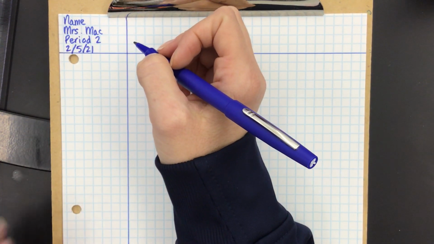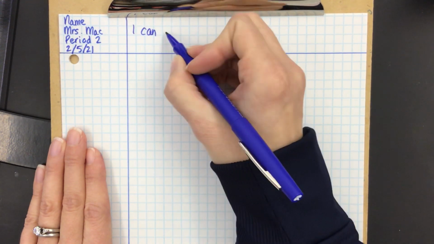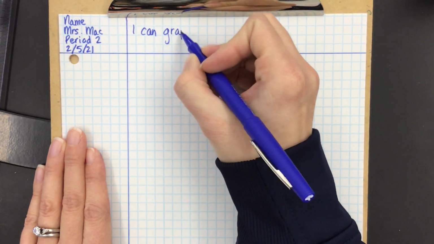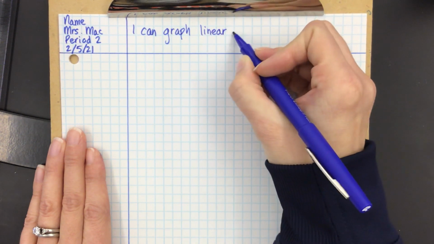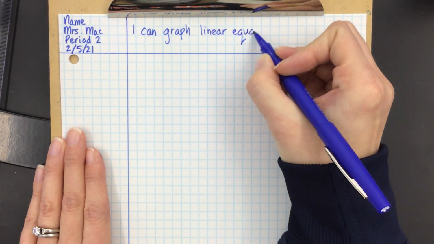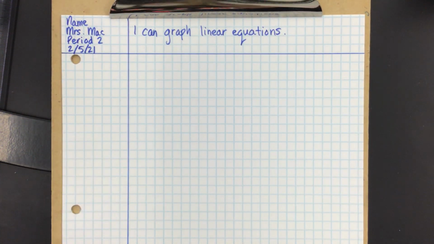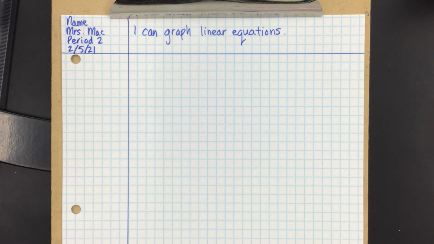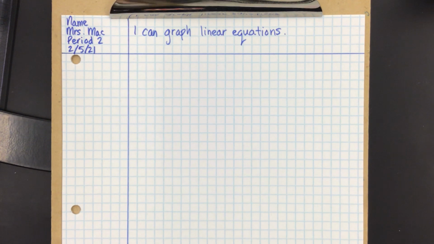Okay, today the learning target's the same. I can graph linear equations. So before we get started on graphing linear equations, because we're definitely going to look at some where the line looks slightly different, I want to just go over your vocabulary real quick.